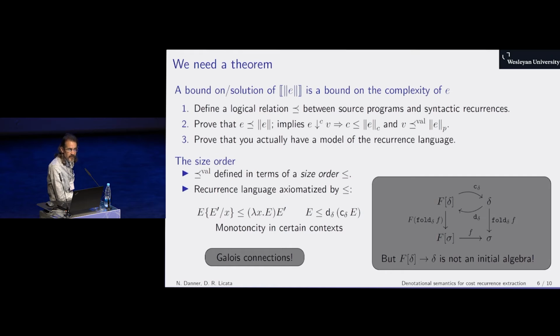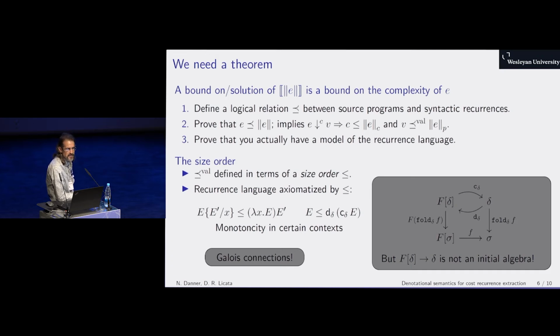So that size order is what we actually use to axiomatize that recurrence language, rather than equations. It's axiomatized by a size ordering. And the axioms on that size order tend to come in a couple of flavors. Some of them have to do with how the introduction and elimination forms for each type interact with each other.